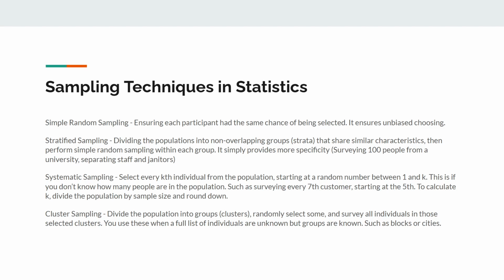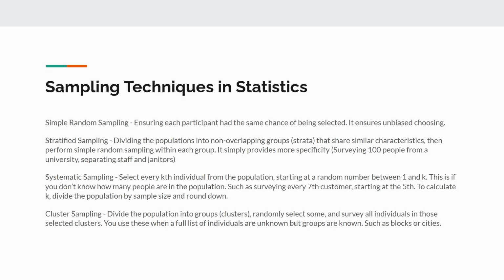Systematic sampling is kind of like interval-based sampling. You select every kth individual from the population, starting at a random number between 1 and k. That sounds kind of complicated, but all it means is, let's say k is 7, because I have an example right here. Every 7 people, you survey them, and we start at a number between 1 and k.